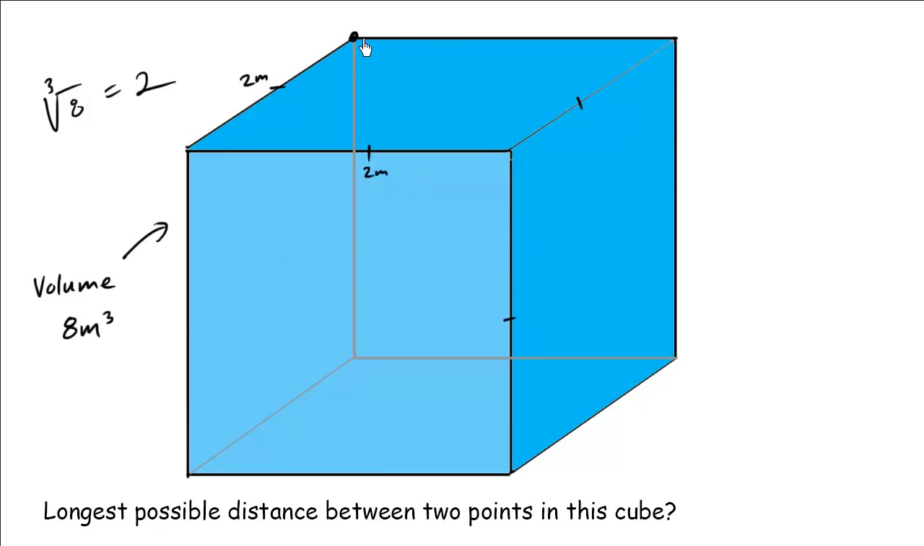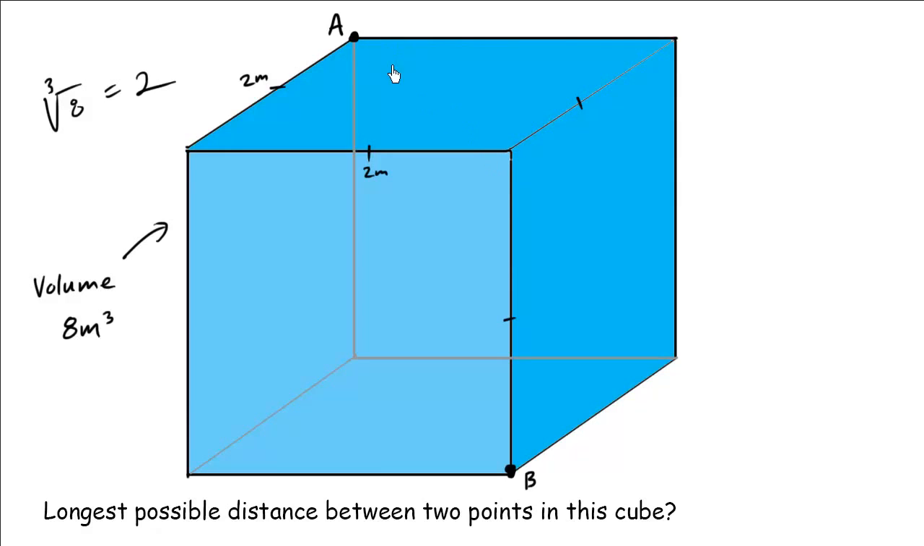Now it doesn't really matter which opposite corners we pick. I'm just going to pick this point and this point. We'll just label it A and B. But to find this diagonal distance is going to take some work. Please do not choose AB side by side or even AB here.